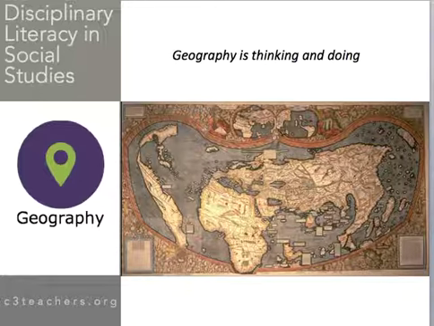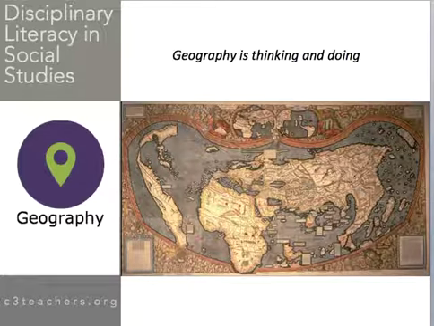But of course, as we've already mentioned, geography is much more than that. Geographic literacies include ways of thinking about how to solve problems and understand the world, as well as concepts unique within the field, all of which is represented in the geography strand of Dimension 2 of the C3 framework. Ultimately, geography is thinking and doing.